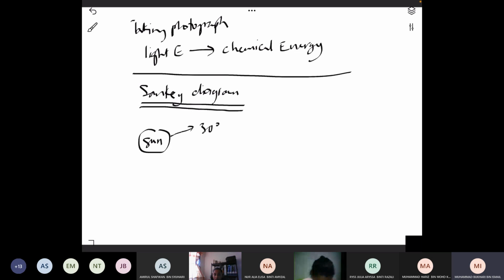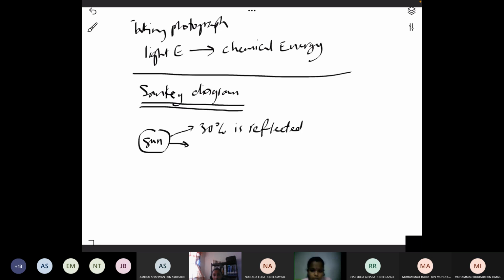Okay, 30% of the energy is reflected. Reflected because, you know, when you are at the moon, you can see the Earth, right? Why do you see the Earth? Because the Earth reflects light from the sun. So some of the light energy is reflected. So 30% is reflected back to space.